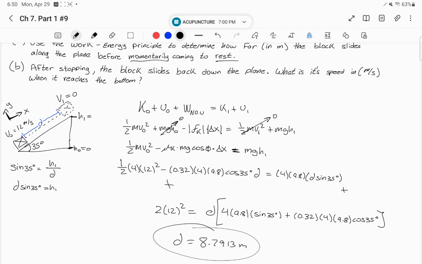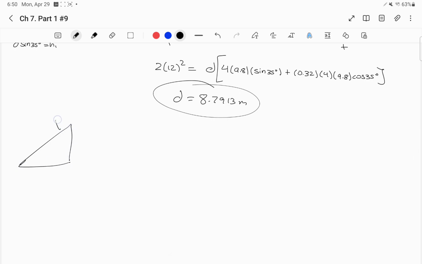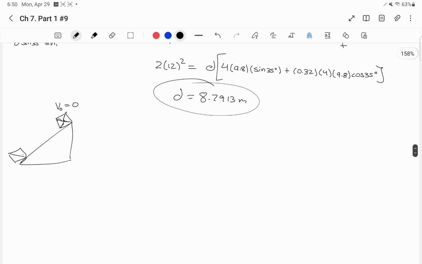Now, part B wants us to find the speed when it reaches the bottom. So let's draw another diagram. So the block is at the top, and the initial velocity now becomes 0 because the block came to a stop. And the final velocity is what we are solving for. So again, we just found this distance, which we're going to have to use. And we're going to need an h sub 1 and an h sub 0.